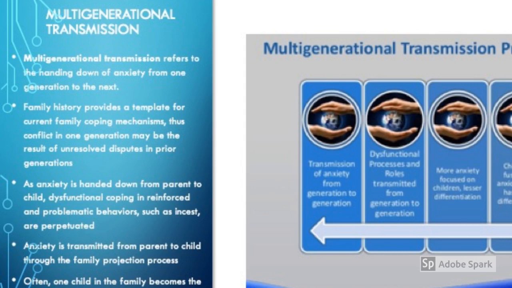Bowen's multi-generational transmission refers to the handing down of anxiety from one generation to the next. Family history provides a template for current family coping mechanisms. Thus, conflict in one generation may be the result of unresolved disputes in prior generations. That's why, as a family nurse, it's great to be able to get the family's genogram and do an ecomap.